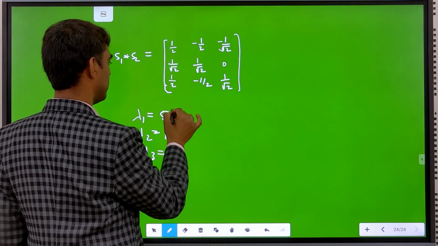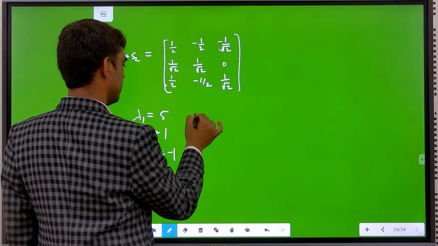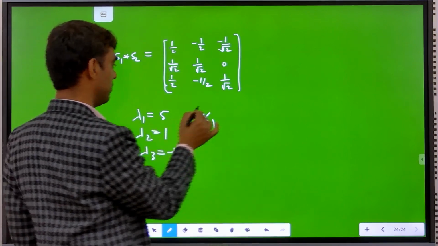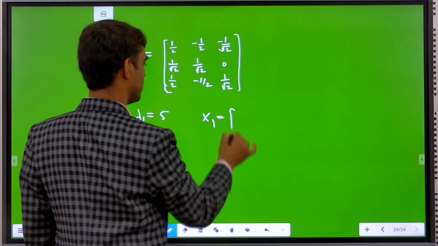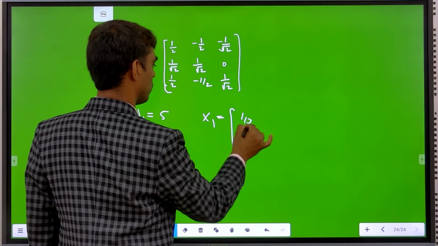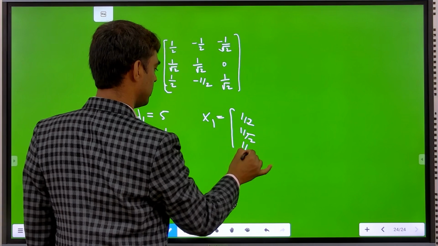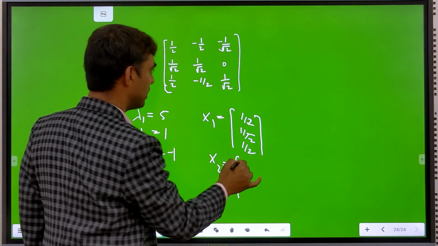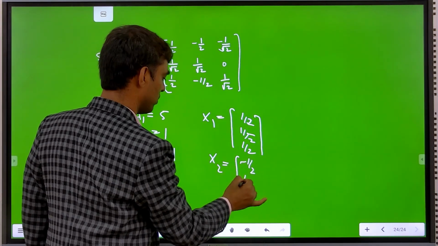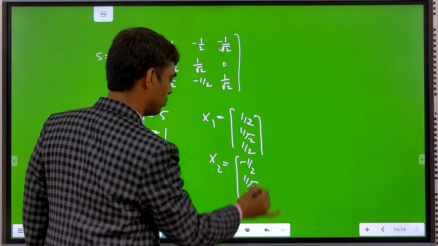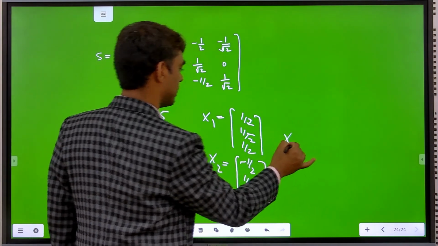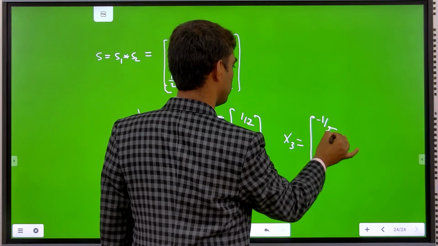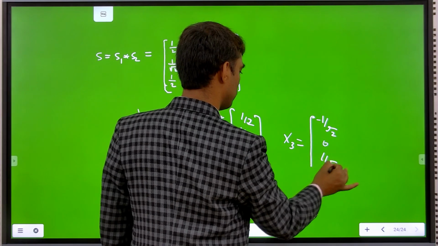So what is the eigenvector? If we denote x1 as the eigenvector of lambda 1, this is the first column: 1 by 2, 1 by root 2, 1 by 2. What is x2? x2 is the elements of the second column: minus 1 by 2, 1 by root 2 and minus 1 by 2. What is x3? x3 equals the elements of the third column: minus 1 by root 2, 0, 1 by root 2.